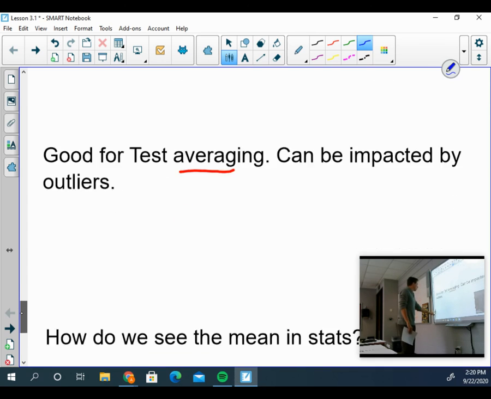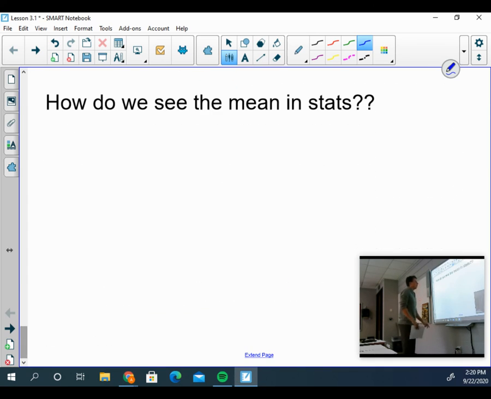Okay? Last concept, how do we see the mean in stats? What I'm getting at here is we're going to see some formulas. You see, in stats, we have all types of fancy symbols we use to identify certain things. You will see these on your formula sheet. Again, that's on Schoology, there's a link to it right next to the weekly calendar.